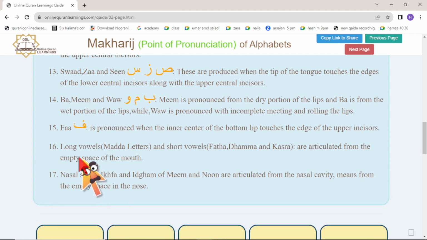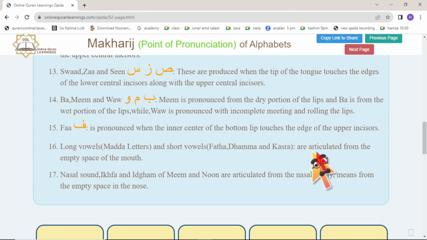Next one, long vowels and short vowels. So what are long vowels? Long vowels are madda letters. Inshallah, in our next lesson we will read which are the madda letters. And the short vowels like fatha, dhamma and kasra, we'll also read these in the next session.